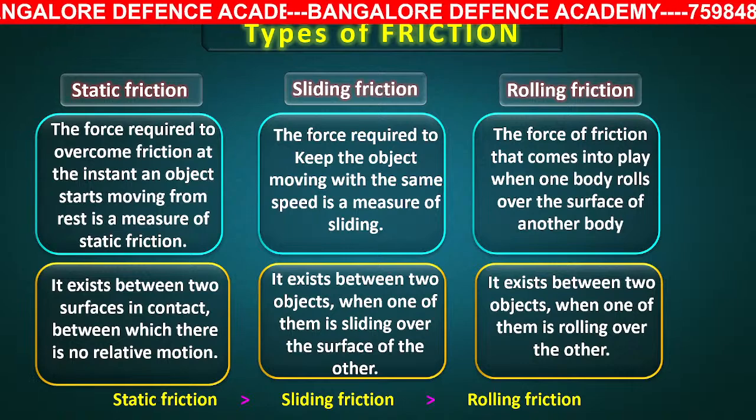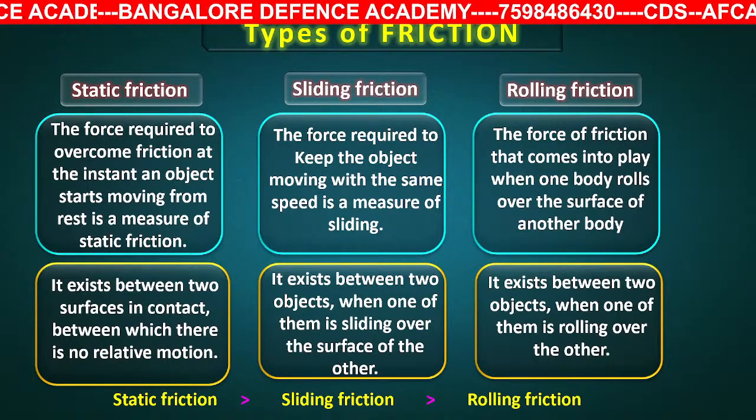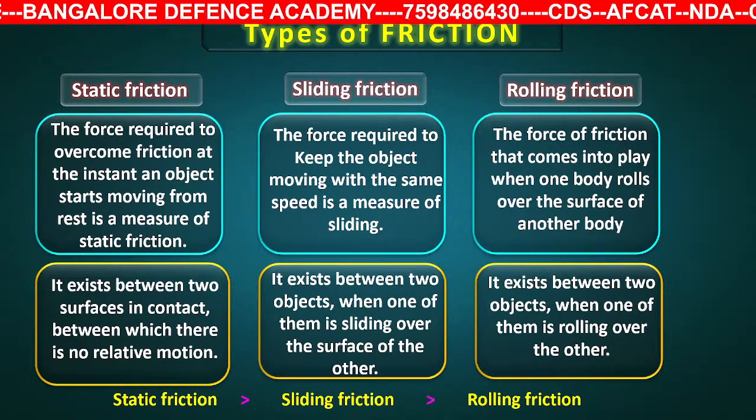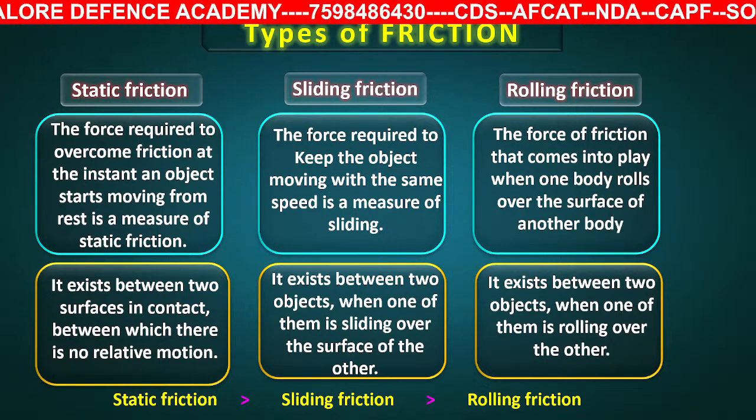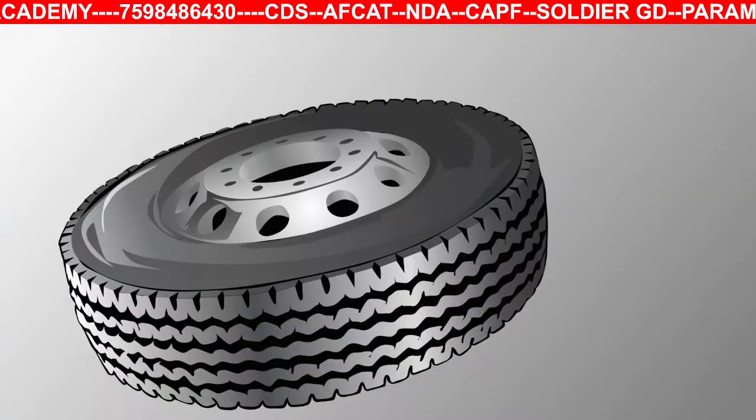Now they may ask you in the reverse direction. Rolling is lesser than sliding, which is lesser than static. That's it. Even if you don't understand what was done in the previous slides, at least you should know this line. Okay, they may ask you this in the exam.